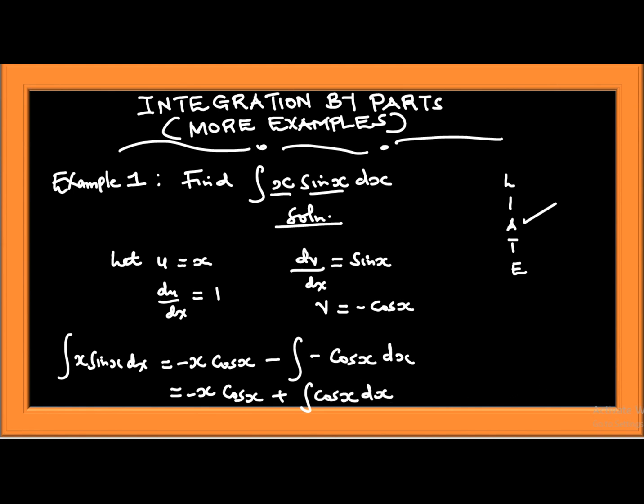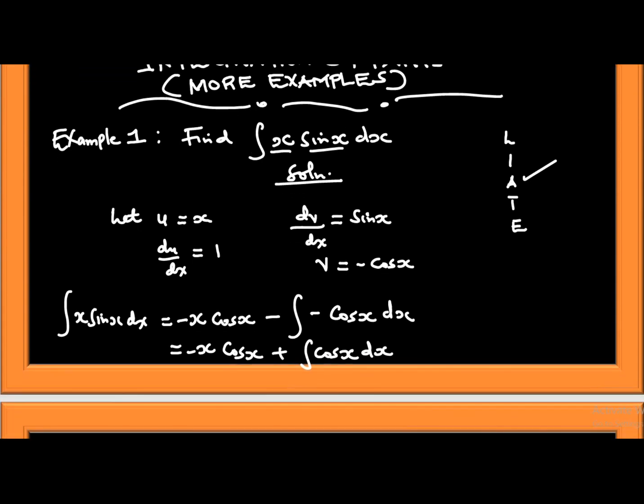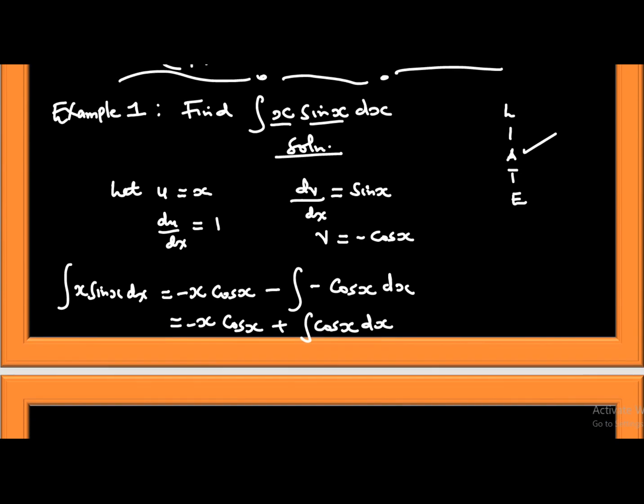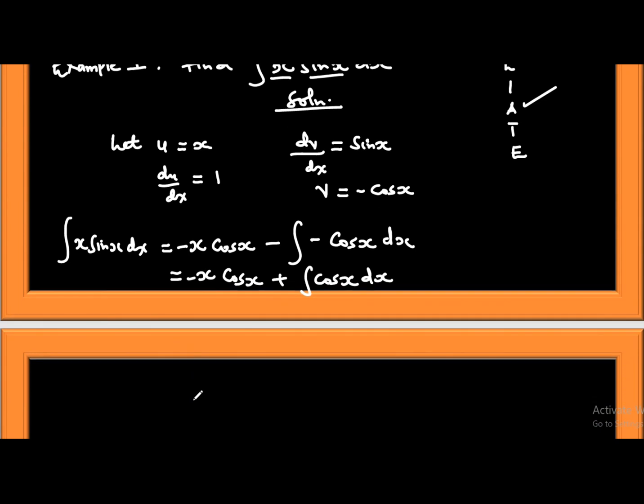When you integrate cos x, you remember we get sine x, and therefore our final answer for this question becomes negative x cos of x plus sine of x, and then plus an arbitrary constant of integration. So that is how we basically do this integral.